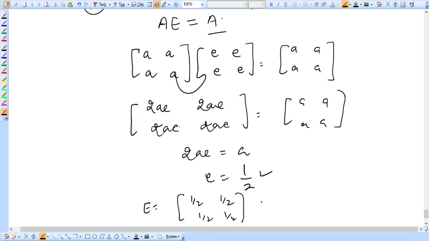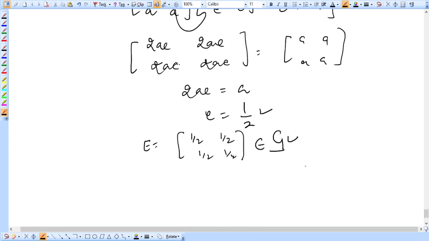Obviously this element is part of G because all the elements are equal and non-zero, right? Therefore E is part of G, thus identity exists. And as I told you earlier, why is I not the identity in this case? Because in this all four elements are not equal, right? Instead of this, E equal to half is the identity in this case. Next we are going to find out the inverse.